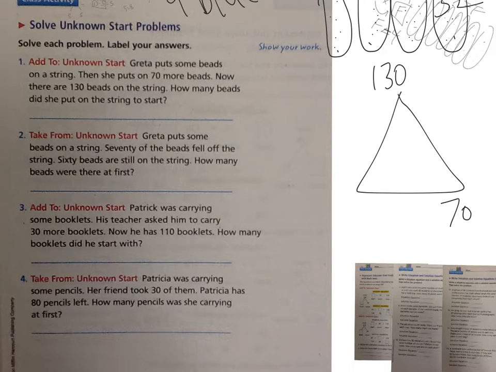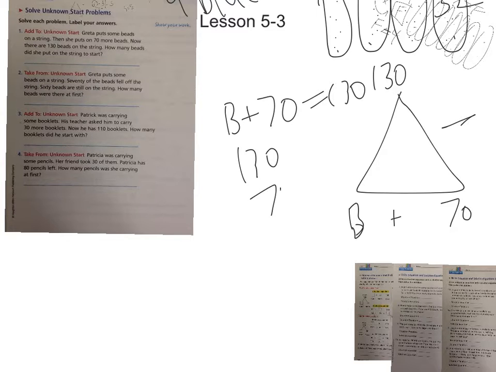So if we had an equation, we would say B plus 70 more equals 130. That's what this is. So we can't do B plus 70 because we don't know B. You can't add an unknown number. But what we can do is subtract 70 from 130. That will give you 60. So put 60 here and see if that works.